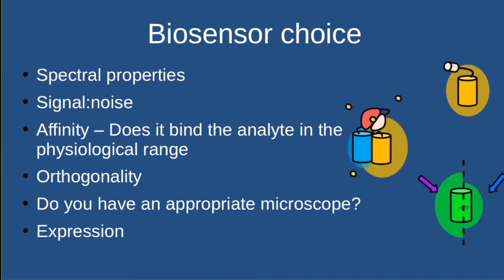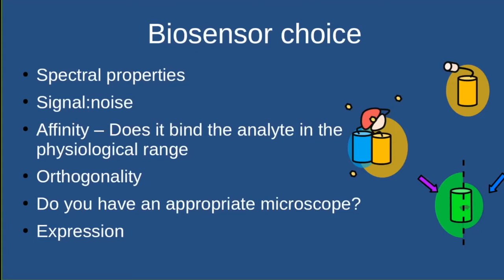So when you're choosing your biosensor, you have to think about a lot of different things. One of which is the spectral properties. It's pointless having an RFP biosensor if you don't have a red fluorescent microscope, for example. You are often looking for biosensors with high signal to noise, which makes the microscopy a lot easier. Does the biosensor bind the analyte in the right physiological range? So is it high enough affinity, for example, for your hormone to detect the low concentrations of the hormone? We often look for orthogonality. So does it interact with endogenous signaling or processes? And also, do those processes interact with it and give you spurious readings?